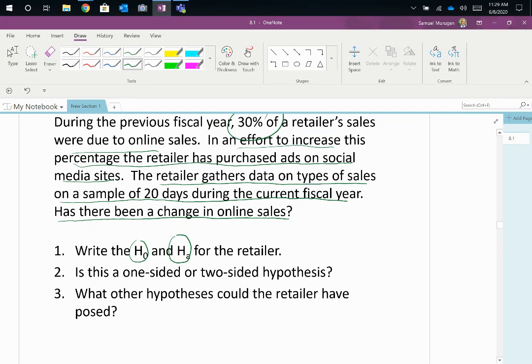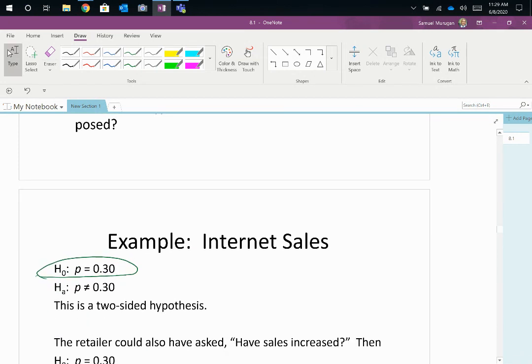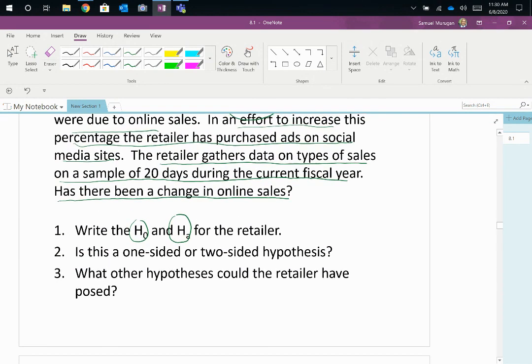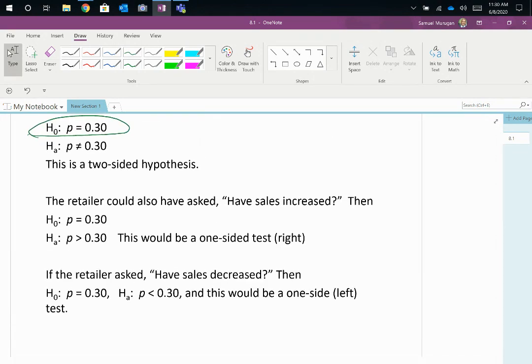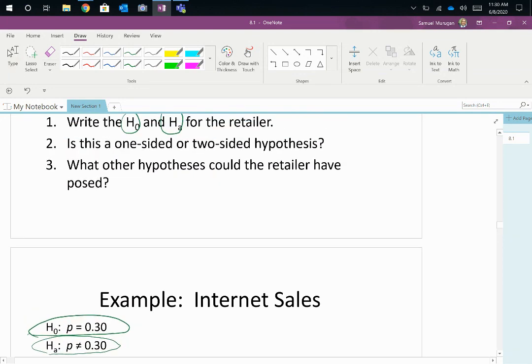Now, in an effort to increase this percentage, the retailer has purchased ads. The retailer gathers data on the types of sales of the 20 days during the current fiscal year. So the retailer is trying to prove that the sales are not 30%. Okay? That the online sales are not 30%. That's the alternative hypothesis. This is a two-sided hypothesis for this particular case, okay?